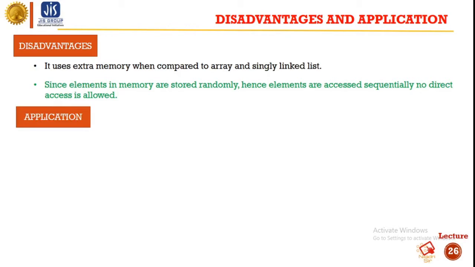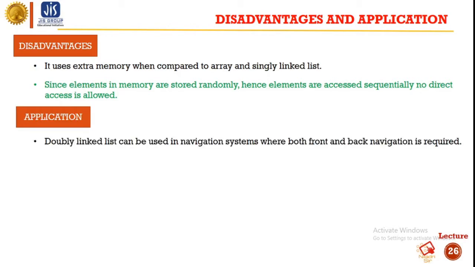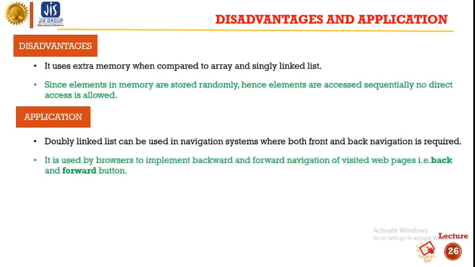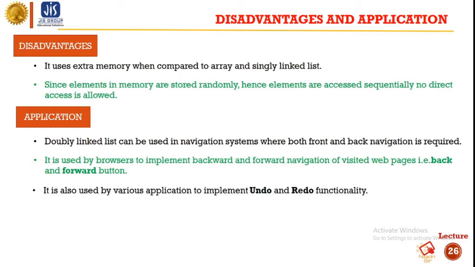What are the applications? A double linked list can be used in navigation systems where both front and back navigation is required. It is used by browsers to implement backward and forward navigation of visited web pages, that is, the back and forward buttons. It is also used by various applications to implement undo and redo functionality. It can also be used to represent a deck of cards in games.